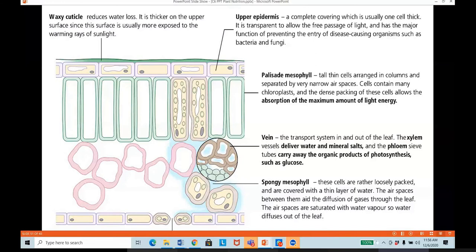Followed by? Upper epidermis, a complete covering which is usually one cell thick. It is transparent to allow the free passage of light and has the major function of preventing the entry of disease-causing organisms such as bacteria and fungi. Very good. Next.